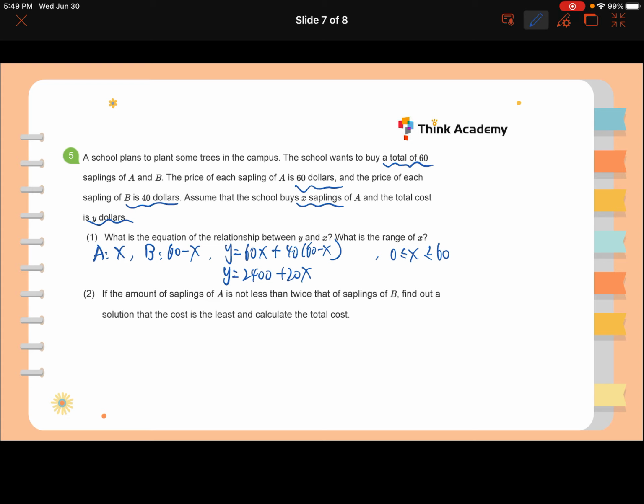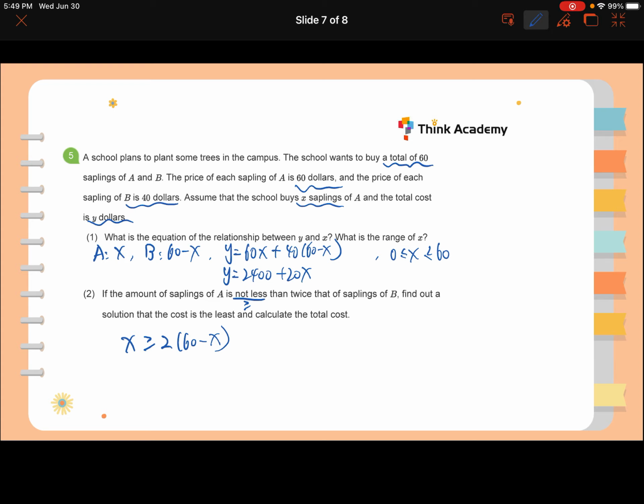Now for the second question: if the amount of saplings of A is not less, so what's not less? Not less is greater than or equal to, then twice that of saplings of B. Find out a solution that the cost is the least and calculate the total cost. So in the first half, we have an inequality because we have the greater than or equal to. And we know that the amount of saplings of A, which is X, is greater than or equal to twice that of saplings of B. So 2 multiplied by 60 minus X, because 60 minus X is the number of saplings of B. Now we have the inequality.